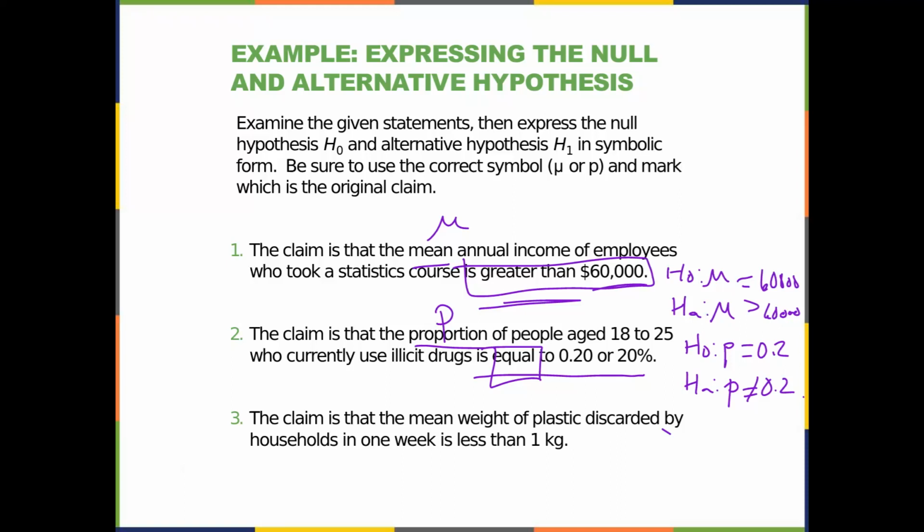The claim is that the mean weight of plastic discarded by households in 1 week is less than 1 kilogram. So again, your null hypothesis is your symbol. We're talking about mean, so we're using mu is equal to whatever value we're given, 1 kilogram. So I'm just going to use 1 here. Alternatively, we're doing the mean is, and you go to the statement, less than. So less than 1.